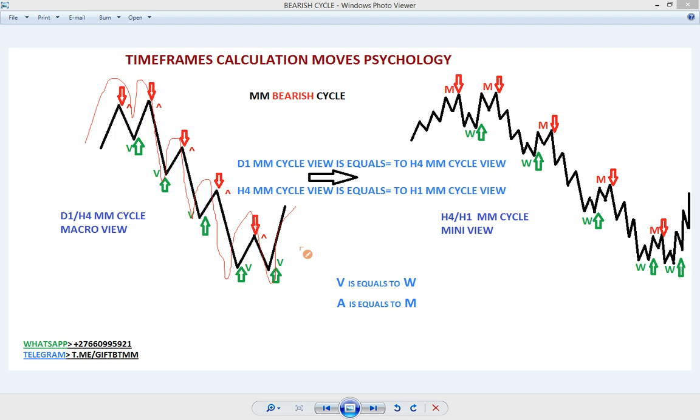We know that, look, we know that W on H4 is equal to W, M, and W on the H1, right? This is how we calculate patterns.